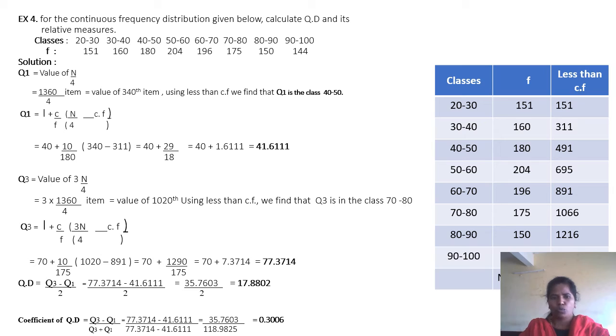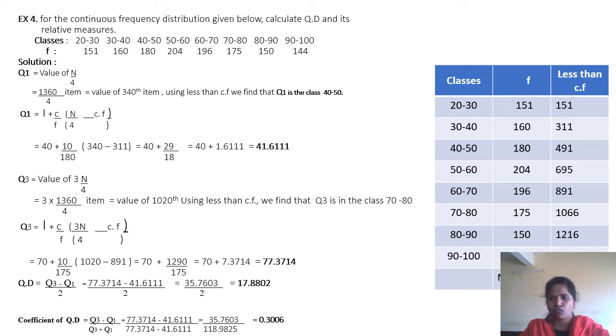Okay, clear? Then using the formula. What is the formula? Q1 equals L plus C divided by F, in the bracket n divided by 4 minus CF. Once again, Q1 equals L plus C divided by F times the bracket n divided by 4 minus CF. So what is L? L is the lower limit of the class interval 40 to 50, that is 40. C is the difference between classes, for example 20 to 30 is a difference of 10. You can take 10 here. Then F, what is F? I have to show it in the table.